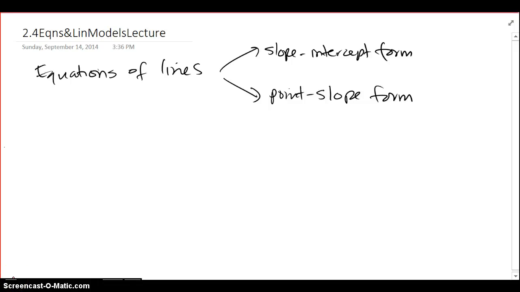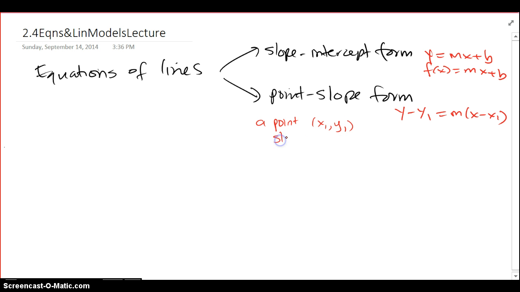So equations of lines, we're going to look at two main forms. One, the slope-intercept form, which is y equals mx plus b, or f of x equals mx plus b. And the other form is the point-slope form of a line, which is y minus y1 equals m(x minus x1). What we need to know for the second form is a point that the line goes through and the slope of the line, which is m.